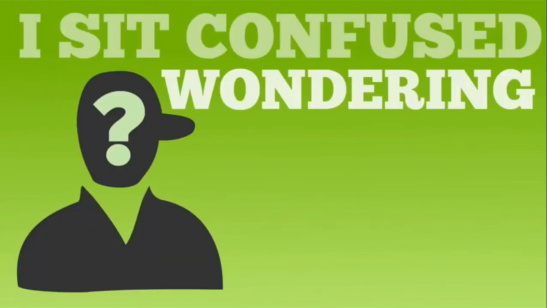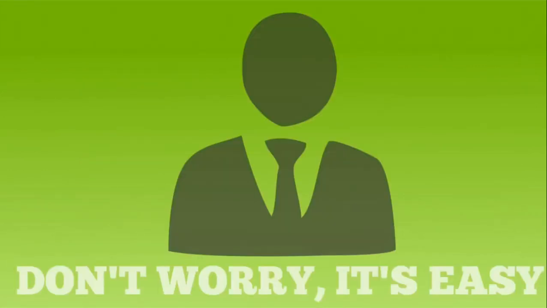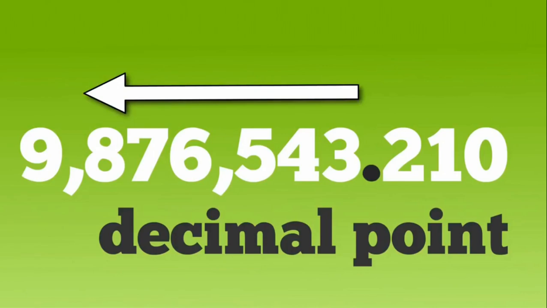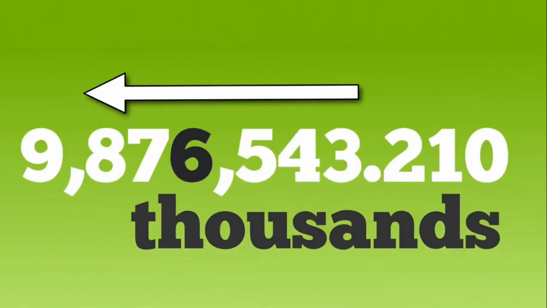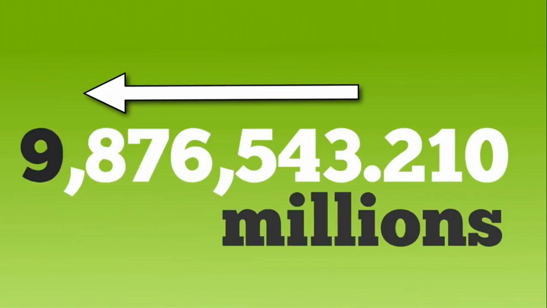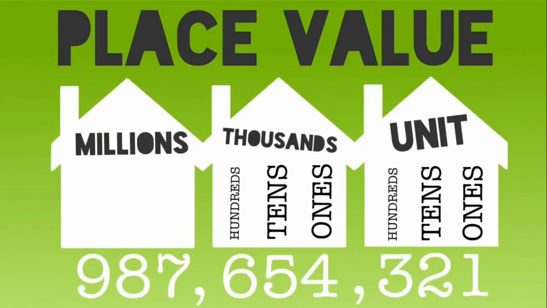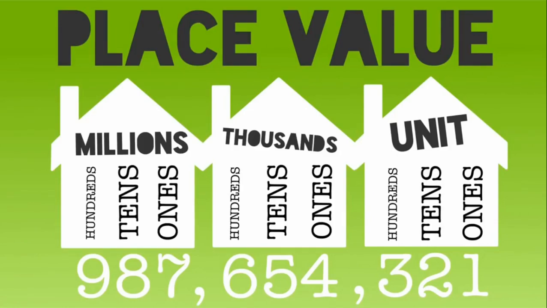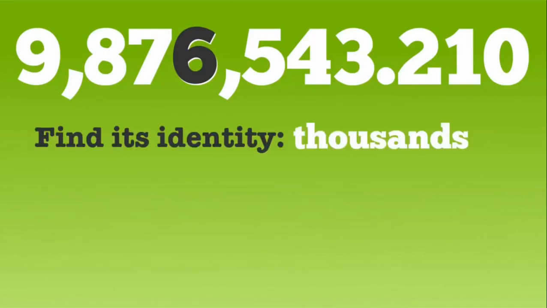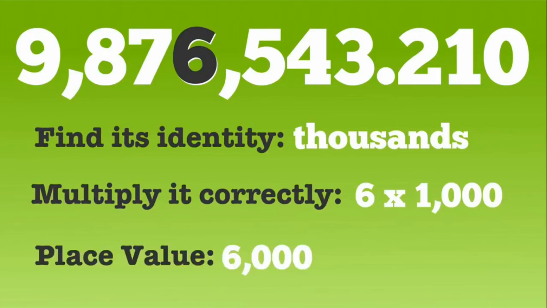Confused, wondering how the one is worth more than two. Teacher said, don't worry, it's easy. Here's what you got to do. Start from the decimal and you move to the left. You got the ones and tens, then the hundreds, thousands, 10,000s, and 100,000s, then finally we are at millions. You gotta know your place value. Don't you know what to do? You gotta know your place value. Multiply it correctly by content, you'll see you found a place value.